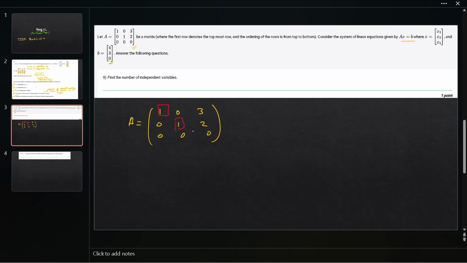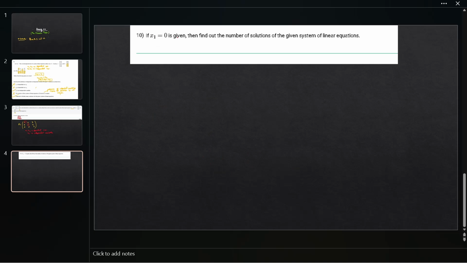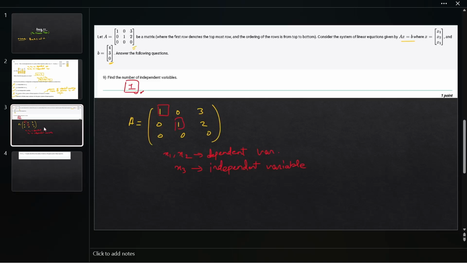Now, how many independent variables are there? Two pivots means x1 and x2 are dependent, whereas x3 is an independent variable. So the number of independent variables is 1. Question number 10 says if x1 equal to 0 is given, then find out the number of solutions of the given system of linear equations. So it says x1 equal to 0 is given. Now we have to find the solution for the given system.